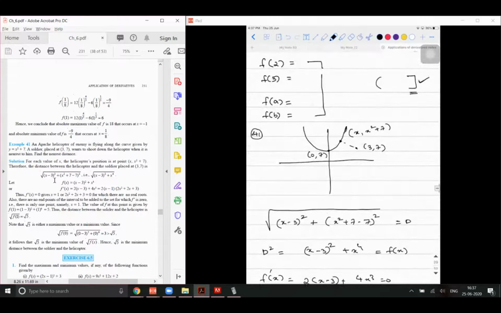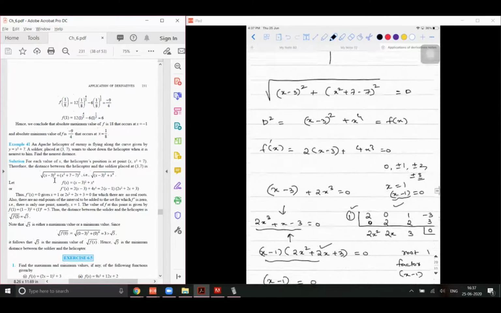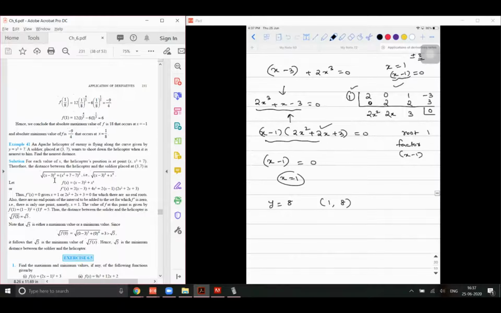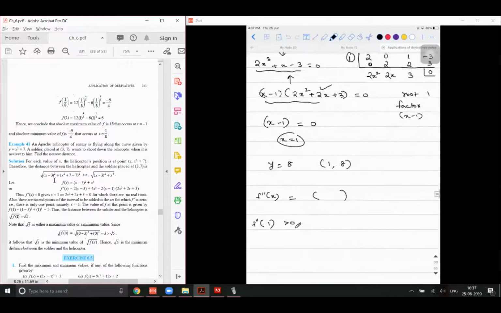So when the helicopter is at the point 1, 8, that will be the shortest possible distance between the soldier and the point. So what is going to be the least distance? So here also you of course need to do the second derivative test. I'm not doing it, but you people have to do it in the exam, right? So f double dash of x you people find out, then check the value at the root. It should come out to be greater than 0.